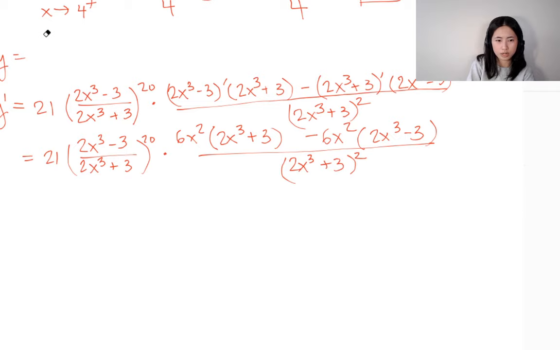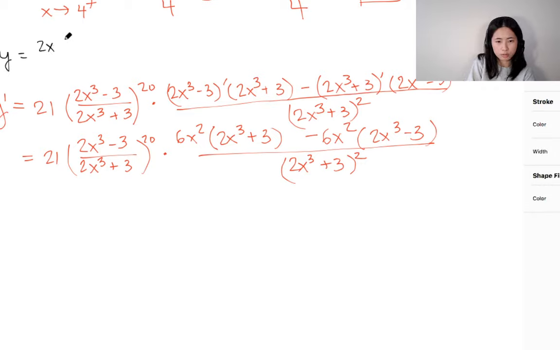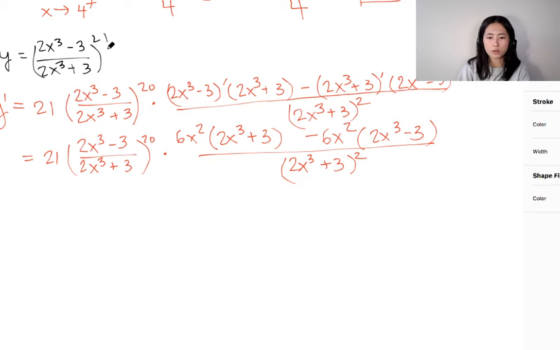So let's turn this into black. So y is equal to 2x cubed minus 3 over 2x cubed plus 3, and this is raised to the power of 21. Okay, so that's the question. So going back to this, remember we need to simplify this, so that's what we're going to do now.